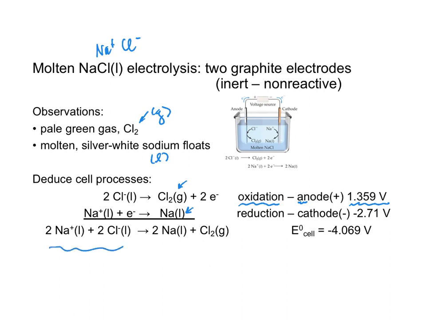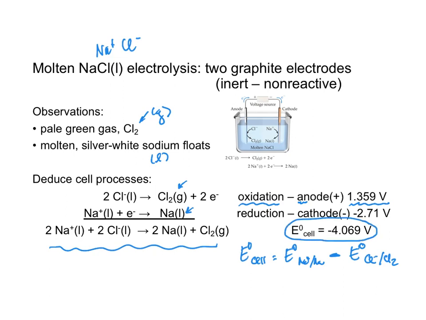When we add these two together, what we come up with is the net chemical reaction for the molten sodium chloride forming sodium liquid and chlorine gas. If I do my E0 cell calculation, it would be the E0 of what is being reduced, which is the Na+ to Na, and I would subtract from that the value of the E0 of what's being oxidized, Cl- to Cl2. Notice that the E0 cell is a negative number. Again, this is a non-spontaneous reaction.